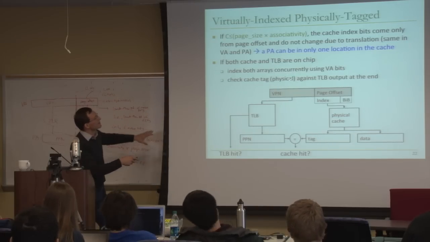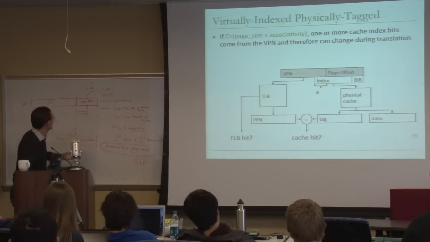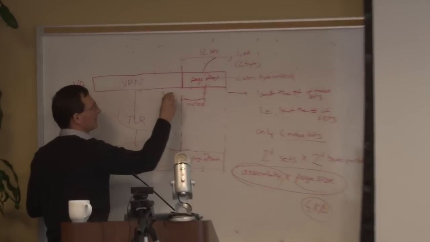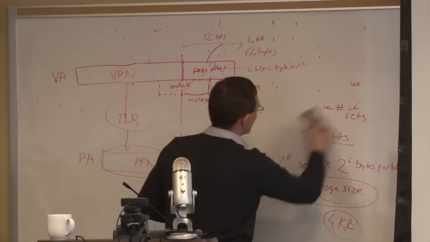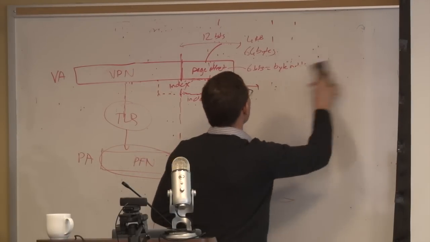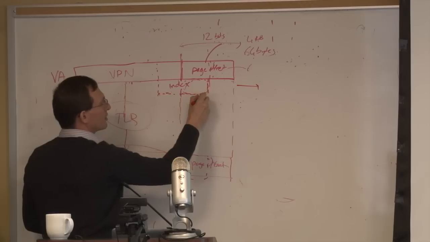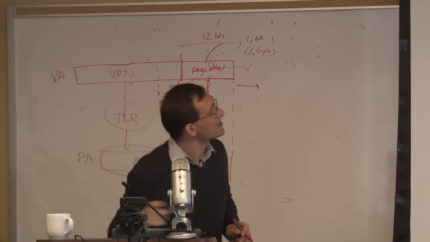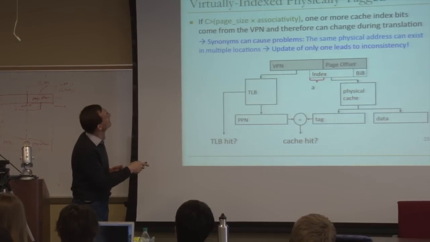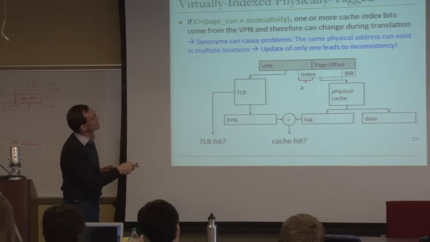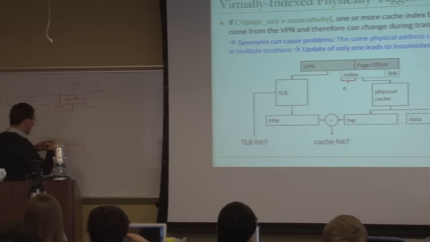OK? So we don't want this limitation. If we don't want this limitation, what can we do? Well, increase the index bits such that they span the virtual page number. Now you can have more sets in your cache, right? I guess I can erase this, because now you still have a virtually indexed physically tagged cache, but some of the index bits can now come from the virtual page number, not only the page offset. Now the problem is this. One or more cache index bits come from the virtual page number, and therefore they can actually change during translation. So synonyms can cause problems, because the same physical address can exist in multiple locations, and the update of only one leads to inconsistency. Well, let's take a look at how this happens, right?